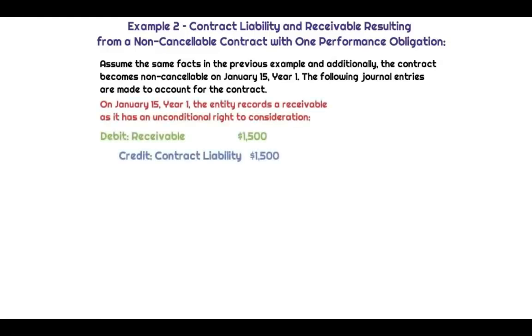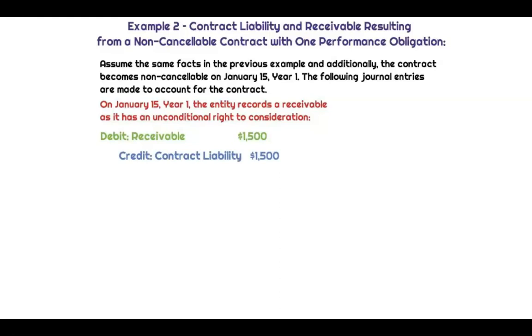Let's now say in example number 2, the same facts, only now we're saying the contract becomes non-cancelable on January 15th, year one. Okay, so on January 15th, year one, we're going to record the receivable that has an unconditional right to consideration. Okay, so we're still going to record that contract liability that is going to be credited, but now we're going to be debiting a receivable of $1,500, not cash.